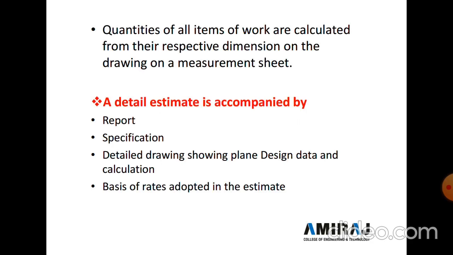Now, the quantity of all the items of work is calculated from their respective dimensions on the drawing in the measurement sheet, and this quantity is multiplied by the respective rate in a separate sheet. The cost of all the items of work is worked out individually and then summarized. A detailed estimate is accompanied by a report, specification, and detailed drawing showing plan, design data, and calculation, along with the basis of the rates adopted in the estimate.